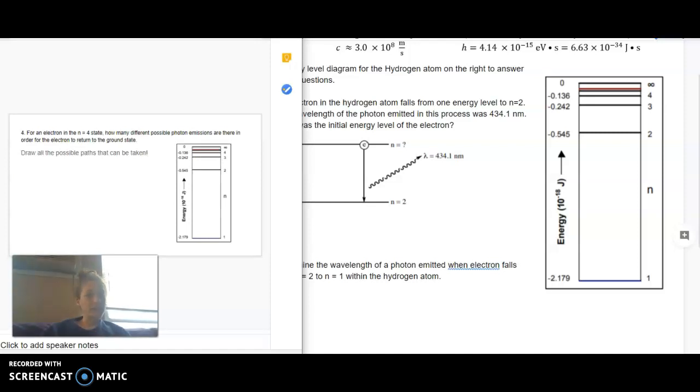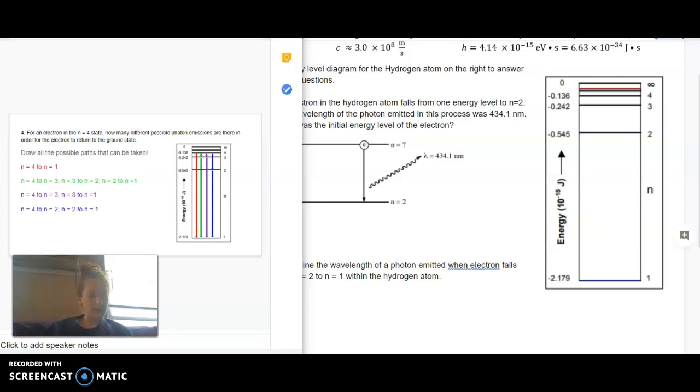Okay, so for an electron in the n equals 4 state, how many different possible photon emissions are there in order for the electron to return to the ground state? So this is drawing all the possible paths that can be taken. So first I have the n equals 4 to n equals 1. Then I can do 4 to 3, 3 to 2, 2 to 1. I could do 4 to 3 and then 3 to 1. 4 to 2, 2 to 1. And if this is hard to see, remember I posted this PowerPoint so you can look at it in a bigger screen. And then I simply count how many different paths that I drew.